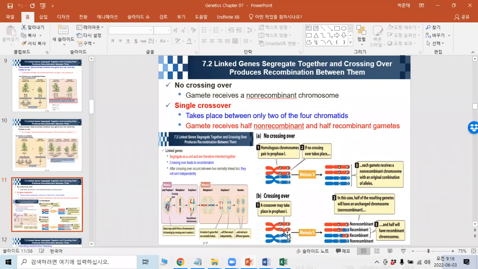In this case, one will be large A, large B. This is non-recombinant. Another one is small a, small b. This is non-recombinant. But large A, small b and small a, large b will be the recombinant. Single crossover takes place between only two chromatids. So gametes received these two non-recombinant cases, and these two are recombinant cases. It's like this.